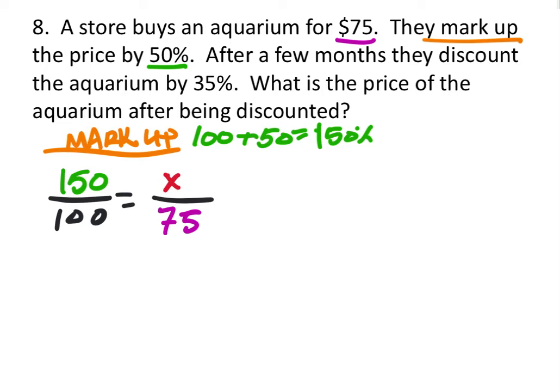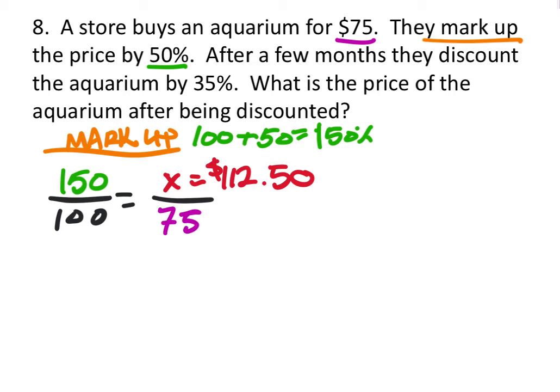We want to know the $150 price on this one. So using the percent proportion, I'm going to use the fish method. 75 times 150, around about 100. I got 112.5. So the markup would have shown $112.50. Now, this isn't the answer because it says, what is the price of the aquarium after being discounted? So that was just from the markup, okay? Now, when they say they're going to take a discount of 35%, you're looking at 35% off the $112.50, okay?